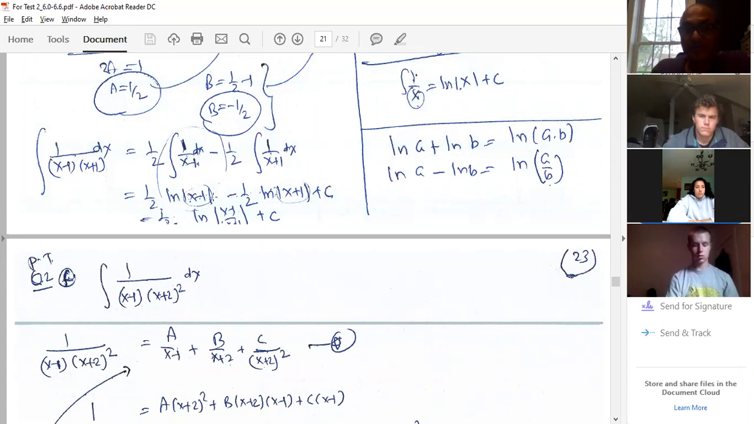So 1 by 2 ln of x minus 1 and negative 1 by 2 ln of x plus 1. Use the ln property, take 1 by 2 common, x minus 1 minus x plus 1. Minus means division. So 1 by 2 ln of x minus 1 over x plus 1 plus c and you are done. I have used these ln properties for this example. I wrote it down on the side of the page for you guys.